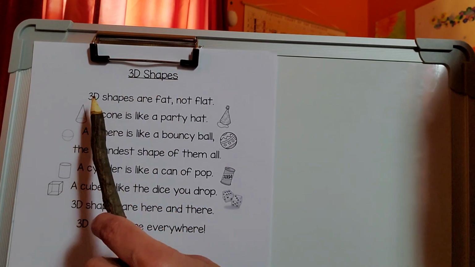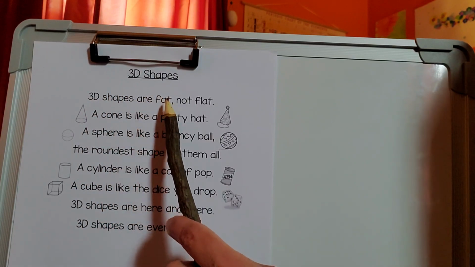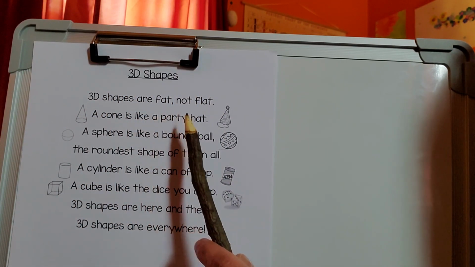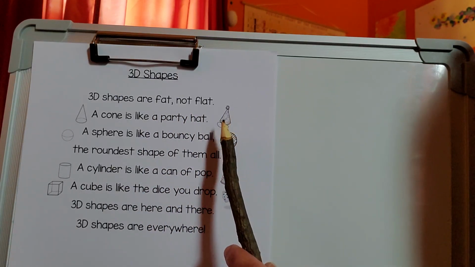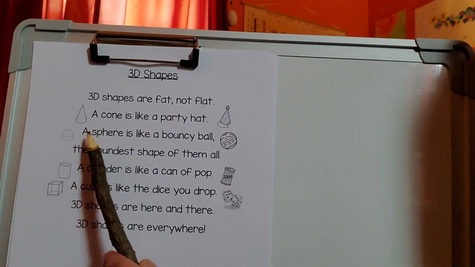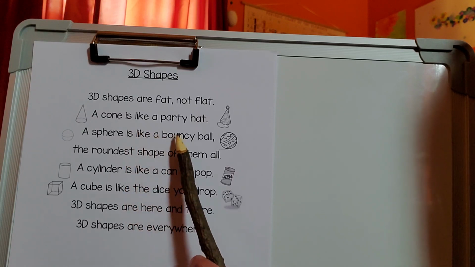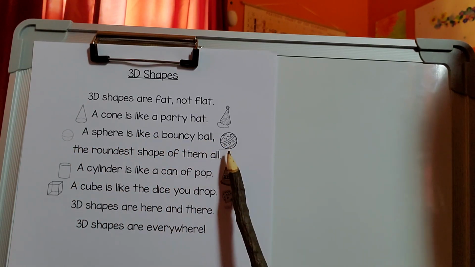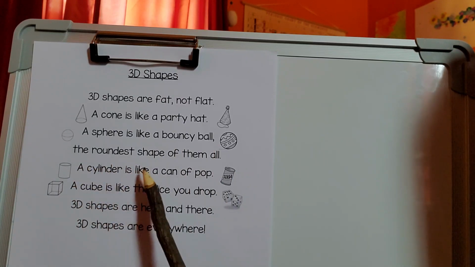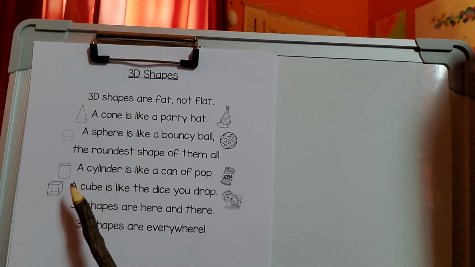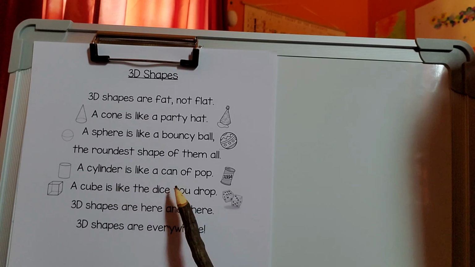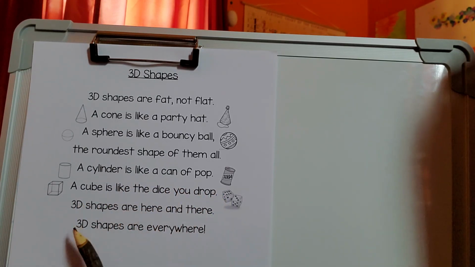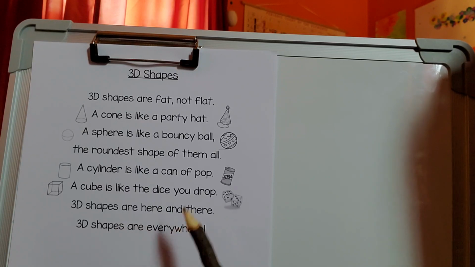3D shapes. 3D shapes are fat, not flat. A cone is like a party hat. And look at the pictures as we read. A sphere is like a bouncy ball, the roundest shape of them all. A cylinder is like a can of pop. A cube is like the dice you drop. 3D shapes are here and there. 3D shapes are everywhere.